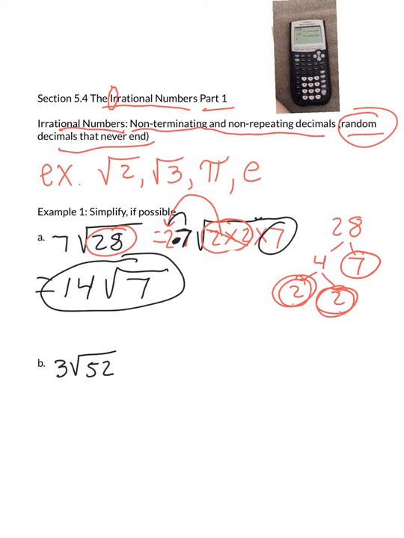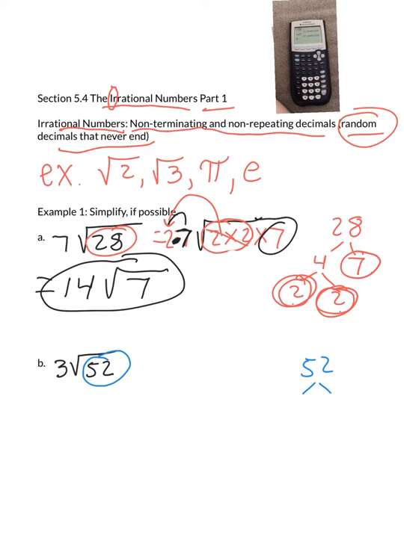Let's try one more. So looking at B, this is all example 1, same directions, simplify again. It says 3 times the square root of 52. So step 1, for any square root symbol you see in this week's homework, to simplify it, you've got to draw the factor tree to see if it will indeed simplify further.